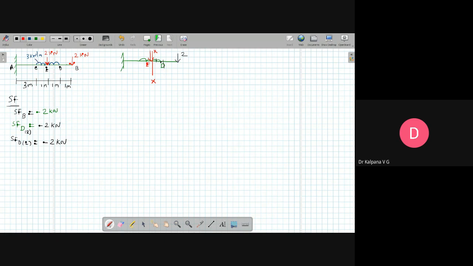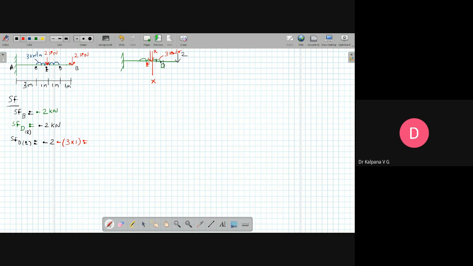Is it clear? So shear force at D to the left means the section is considered to the left of D. Now with respect to this section, what are all the forces to the right of this XX? Minus 2 kilonewton. And then you will be having a UDL of 3 kilonewton per meter. And what is the distance between E and D? It is around 1 meter. So minus 3 into 1, which is the total load.